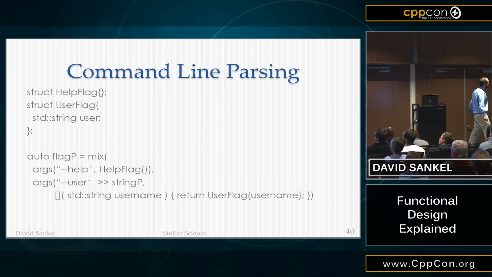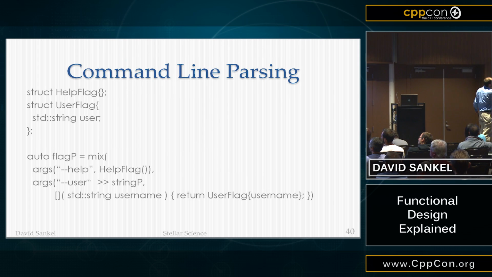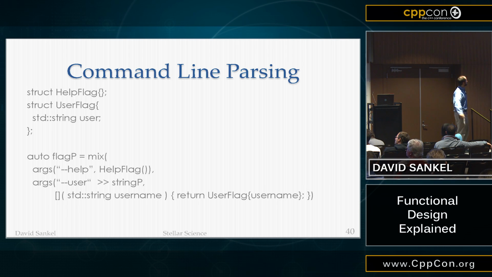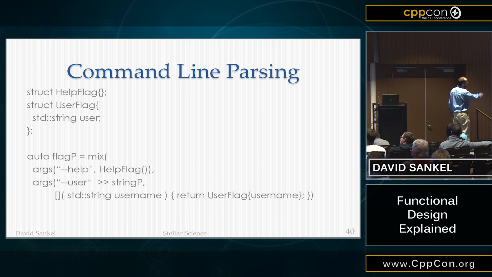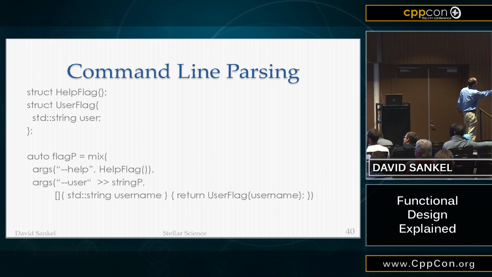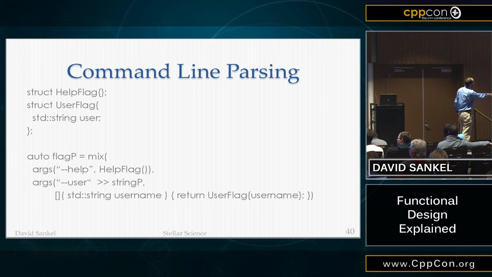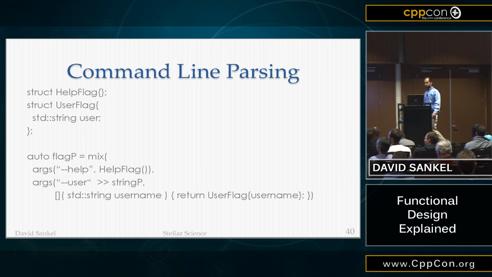An example of how you'd use something like this is, let's say you have your help flag and your user flag, and the user flag needs to specify the username or something like that. You can use what you already know about parsers and make a little parser combinator library that works for command line arguments. So here we have mix args, so if you have dash dash help, it'll give the help flag object. If you use dash dash user followed by a string and then convert that string into the user flag, now you just have a simple parser fully capable of doing anything you can possibly imagine.